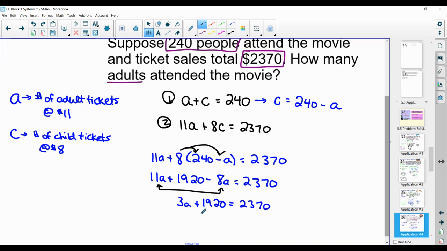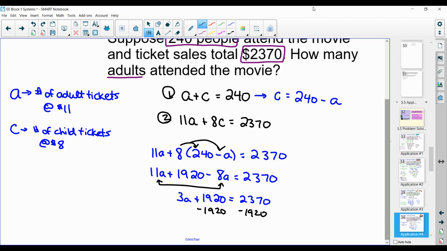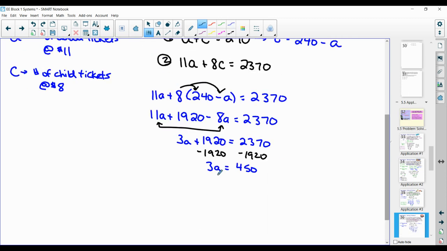We're going to subtract 1,920 from both sides. And that gives us 3A equals 450. Dividing by 3 on both sides, we have A equals 150. Now, technically, there we're done. We know that there are 150 adult tickets, but because I want to go back and double check to make sure that all of my values work, I'm going to continue the question.